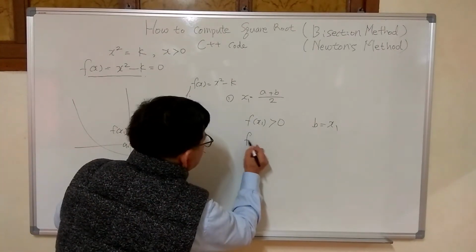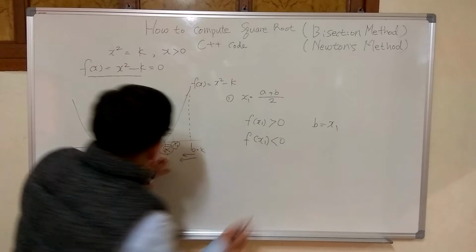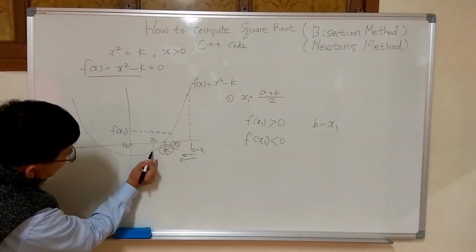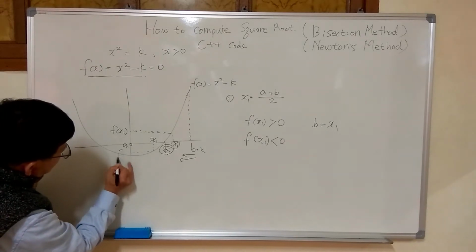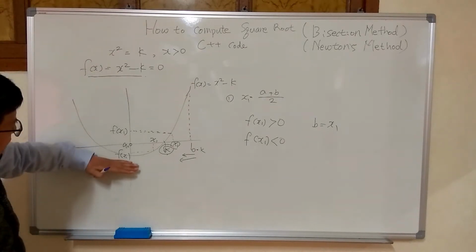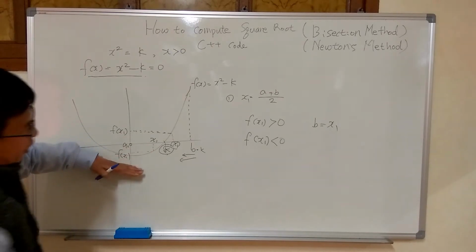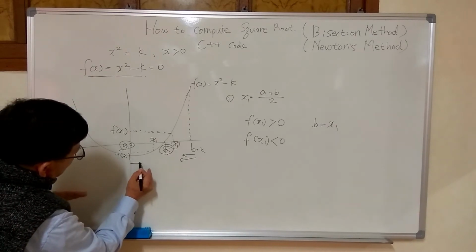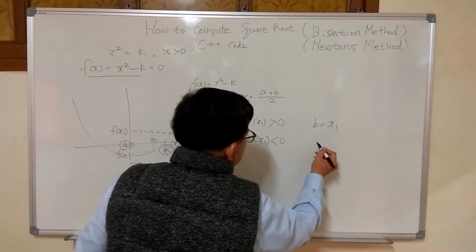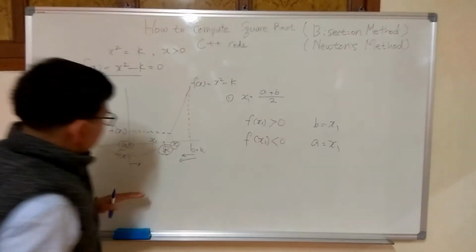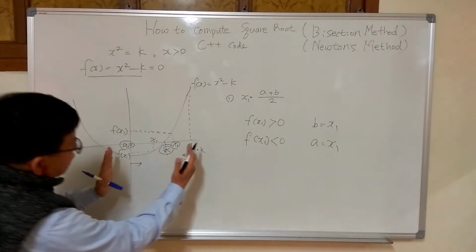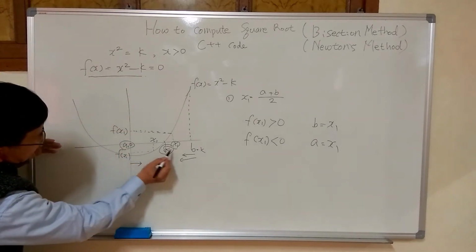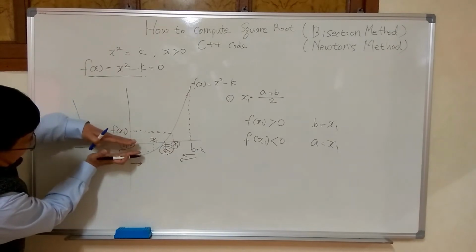Otherwise, if f(x1) is less than 0, for example, if x1 is here on the left-hand side of root k, then f(x1) is here, below 0, so less than 0. Then we have to move the lower bound a to the right-hand side. So we have to say a equals x1, like this. So we are shrinking the range, initially like this.